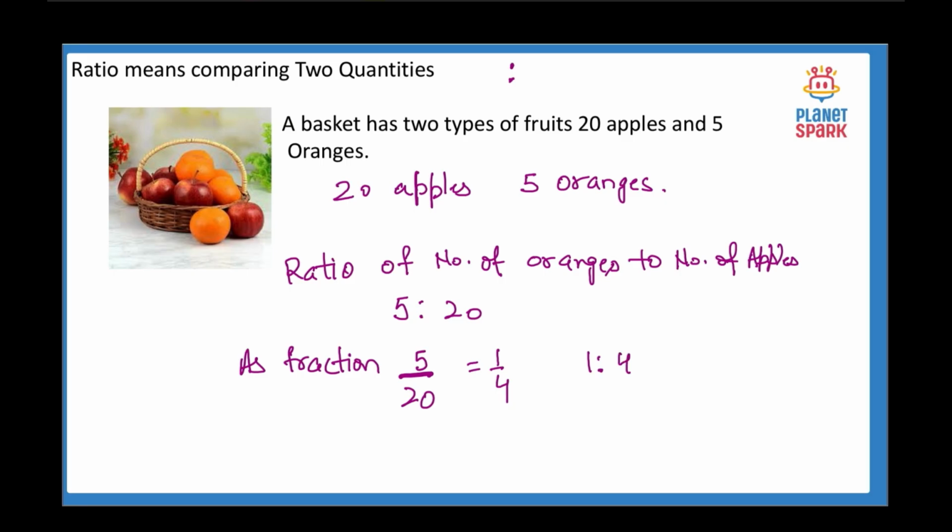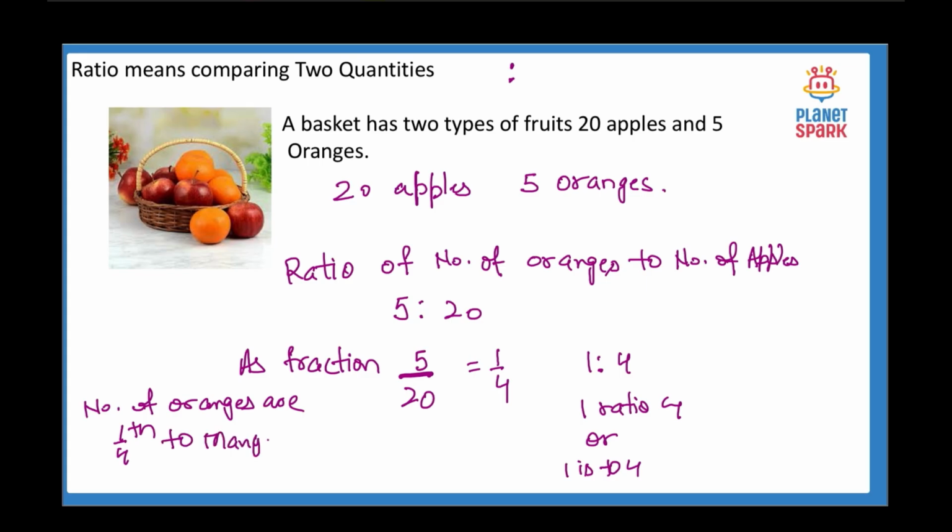There are two ways to read it: I can either read it as 1 is to 4, or I can read it as 1 ratio 4. Now what does this mean? In simple terms, this means that I am having 1/4 oranges as compared to apples. Number of oranges as compared to apples is 1/4. This was the concept of ratio.